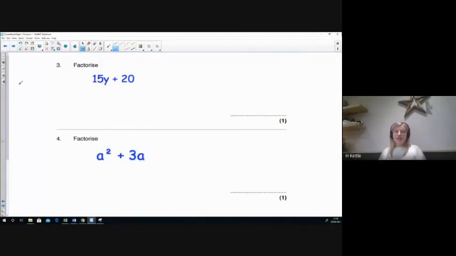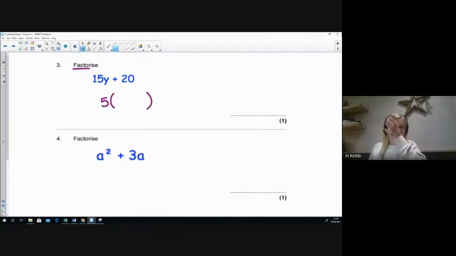Okay, factorize means going the other way. So when you're asked to factorize something, they're saying put it into brackets. And to put it into brackets, we need to look for a common factor. So that word factor there. What is the highest common factor of 15y and 20? Well, what's the biggest thing they have in common? And they're both in the 5 times table. So I'm going to put 5 outside the bracket.